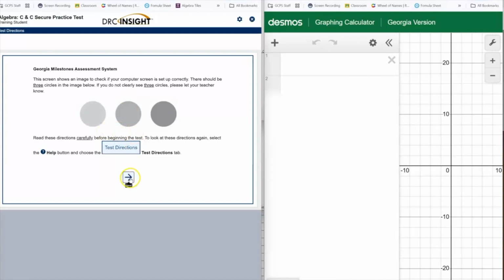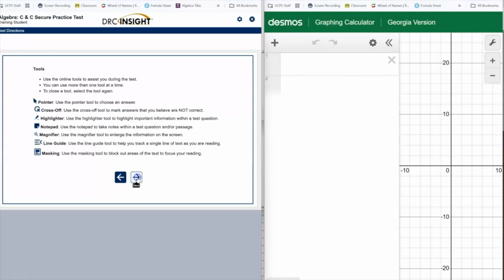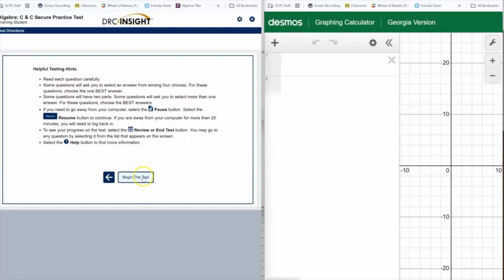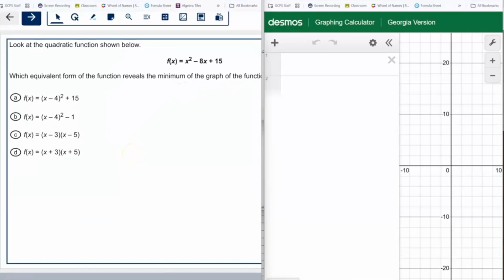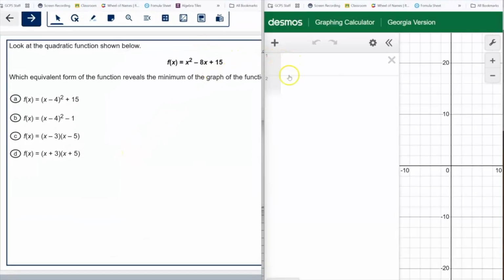Then you're going to press the arrow 5 times to get to the test. 1, 2, 3, 4, 5. Then we're going to begin the test. All right, so these are going to be our test questions. I'm just going to go over them so that you have the answers and you're checking your work.